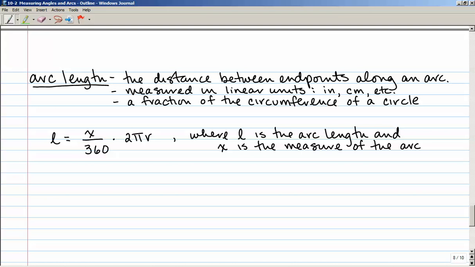And here's the formula. L is the letter we use to stand for arc length. X is the measure of the arc, or, if you have to, the measure of the central angle, same thing. L equals X over 360 times 2 pi r. Remember, 2 pi r is the circumference of a circle. So I'm saying what fraction of the circumference of the circle gives me the arc length. Let's try a couple examples here.